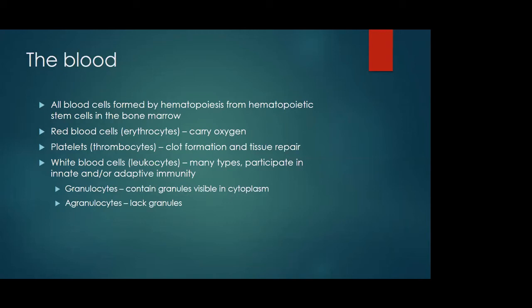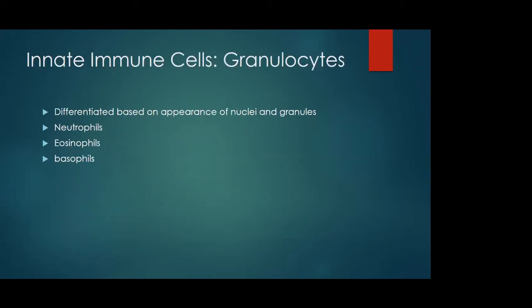So in general, our white blood cells can be granulocytes or agranulocytes. So granules are just little pieces of chemicals stuck together. They make little granules. They look grainy if you're looking at cells under the microscope. So when we're talking about our innate granulocytes, we can differentiate them based on appearance of nuclei and appearance of granules. So we've got neutrophils, eosinophils, basophils.